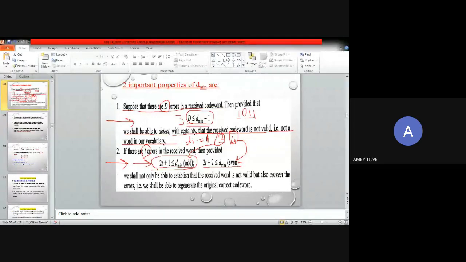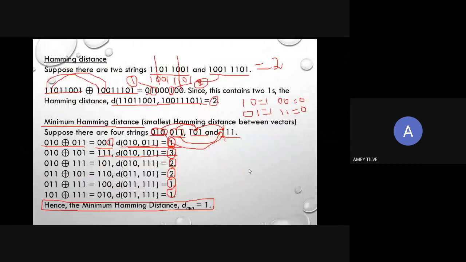No worries about it. I will explain the minimum Hamming distance, the question asked by Pratibha. How to calculate the minimum Hamming distance? Very simple. For example, there are 4 vectors given: 0101, 0110, 1101 and 1111. I will first find the Hamming distance between all possible pairs of vectors. You know how to find the Hamming distance? I just XOR both the vectors and count the number of ones, and that becomes my Hamming distance.